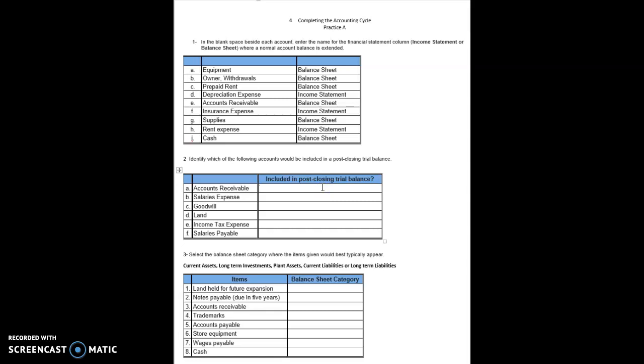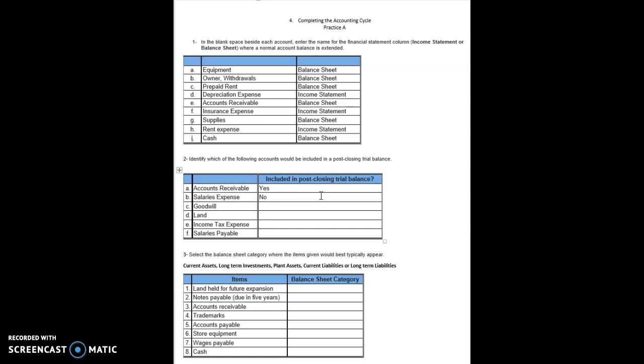All right, our first one is accounts receivable. What kind of account is it? It's an asset, right? So for assets, we did not close them. Assets were a permanent account. So that means we will see it in the post-closing trial balance because we did not close it. Let's look at our next one. It's salaries expense. Salaries expense is on the income statement, and it's an expense account. We did close the temporary accounts, which were revenue, expenses, and withdrawals. So since we closed it, it is not going to be on the post-closing trial balance.